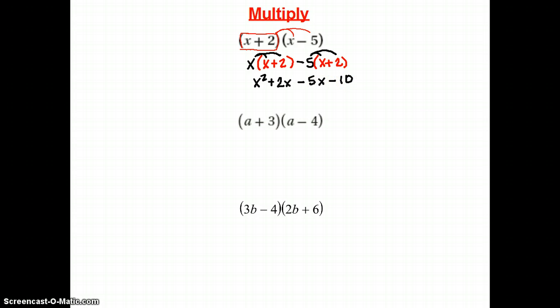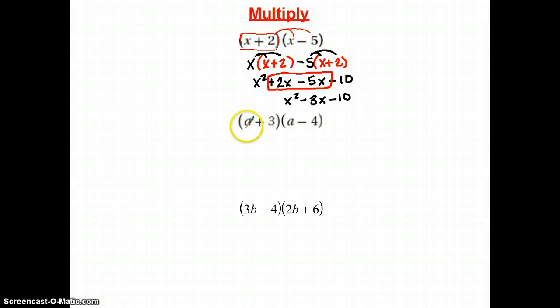Now I look to see if there are any like terms that I can add, and there are. In the middle, I have a positive 2x and a negative 5x. Since those are like terms, I may combine them to get x squared minus 3x, and then I still have a minus 10 on the end. And this is as far as you can go to simplify.